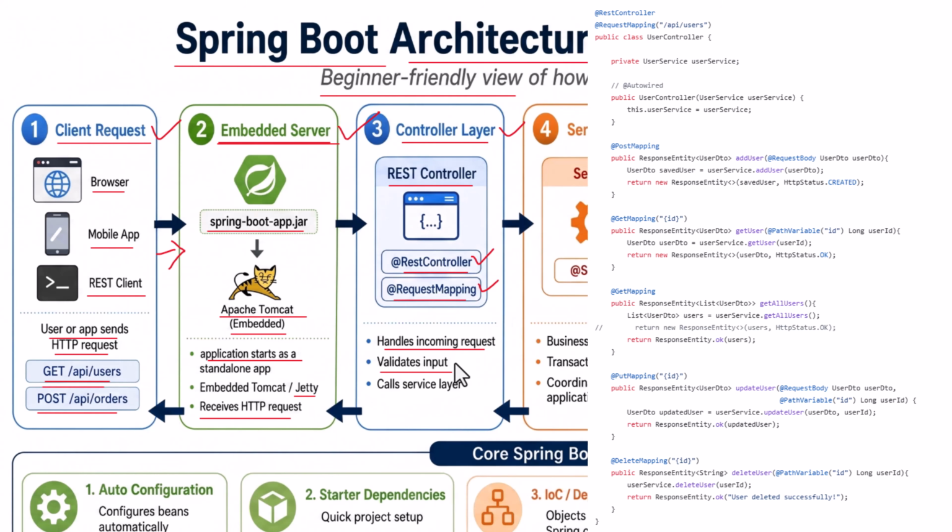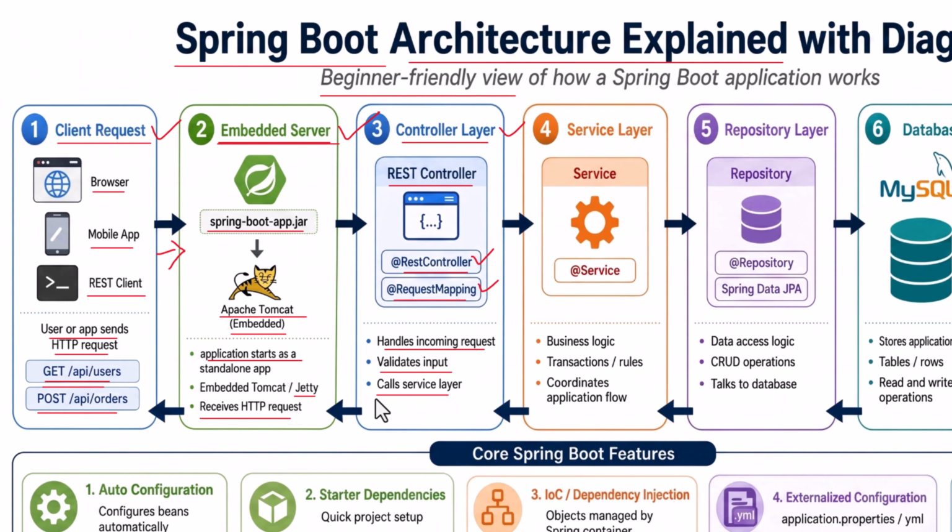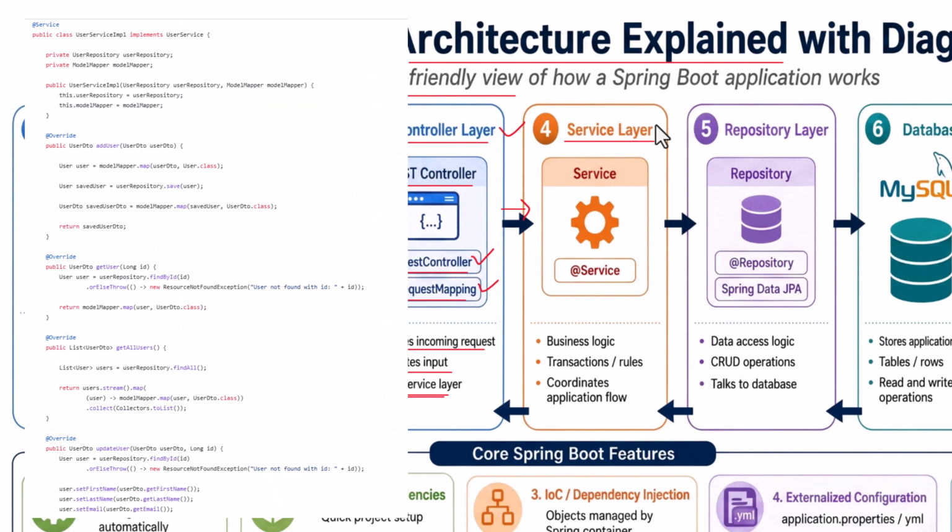However, the controller should not contain the complete business logic of the application. Its main responsibility is to receive the request, pass the required data to the service layer, and return the final response. So after understanding the request, the controller calls the service layer. The fourth step is the service layer. The service layer contains the main business logic of the application. A service class is commonly marked using the Service annotation. The service layer decides what the application should do with the request.